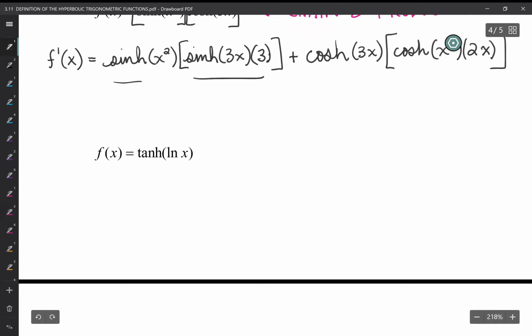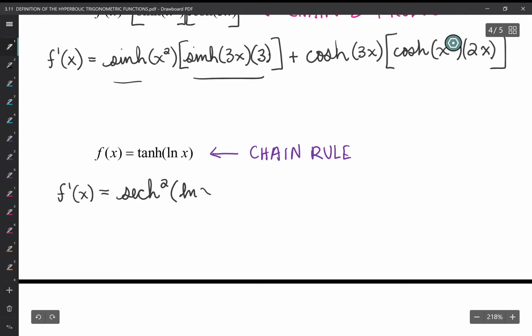For the last function on the page, we'll have to use chain rule. Luckily, just chain rule. The derivative of our outer function, hyperbolic tangent, is hyperbolic secant squared of our inner function, which is the natural log of x. The derivative of natural log of x is 1 over x.